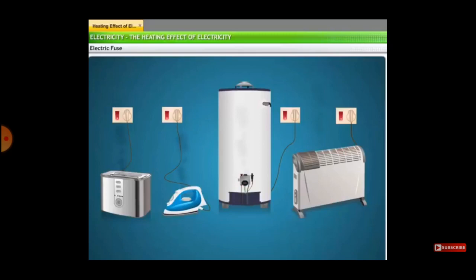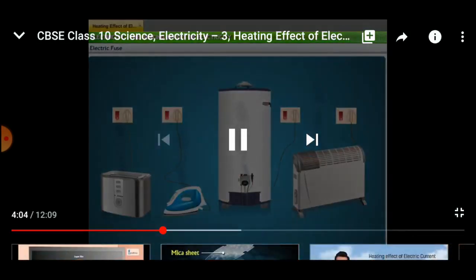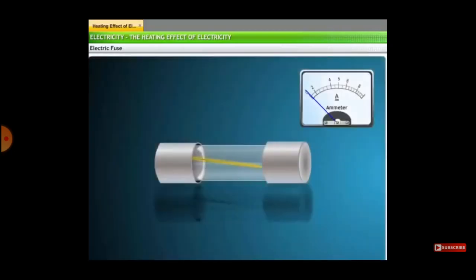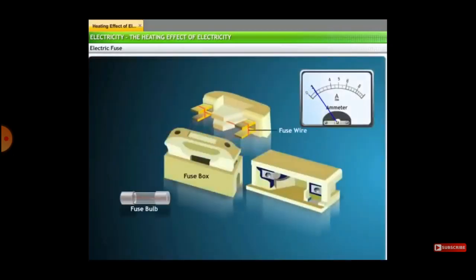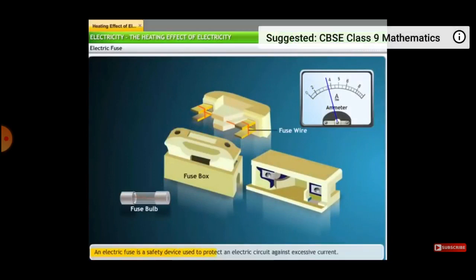We can observe the electric fuse in our main electric board. What is the purpose of using the fuse? When we are not using a fuse, suppose at any cost a very large amount of current passes through the home appliances, the appliances may get damaged. So this is the electric fuse, and we have different forms of it: one is fuse wire, next fuse box and fuse bulb.